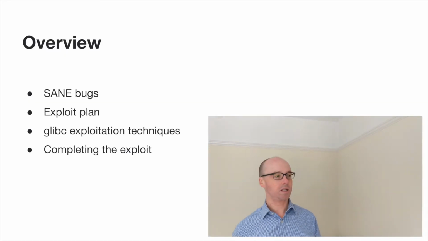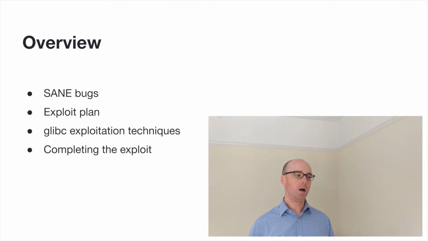Okay, so here's a quick overview of what I'm going to talk about for the rest of the presentation. First of all, I'm going to talk about the bugs that I exploited. They're in SANE, which stands for Scanner Access Now Easy. That's the library that's used under the hood in Simple Scanner to connect to the network attached scanners. So I'm going to show you those bugs.